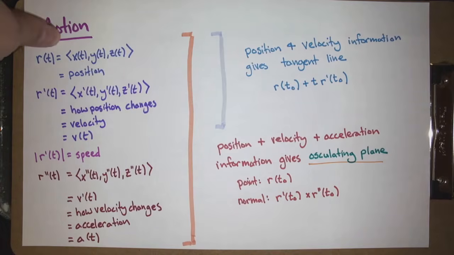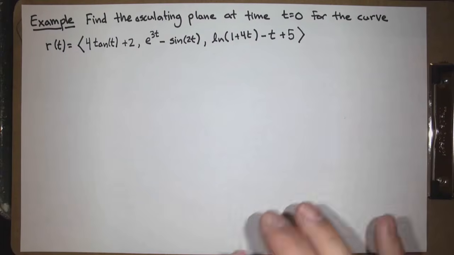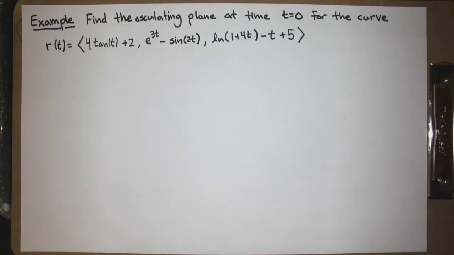All right. Any questions about this part? Okay. How are we doing on time? We're doing okay. So, find the osculating plane at time t equals 0 for the curve r of t is 4 tangent t plus 2, e to the 3t minus sine of 2t, log of 1 plus 4t minus t plus 5. So we have here a bunch of pieces. Okay, we have to get going if we're going to make it to the end of the class.